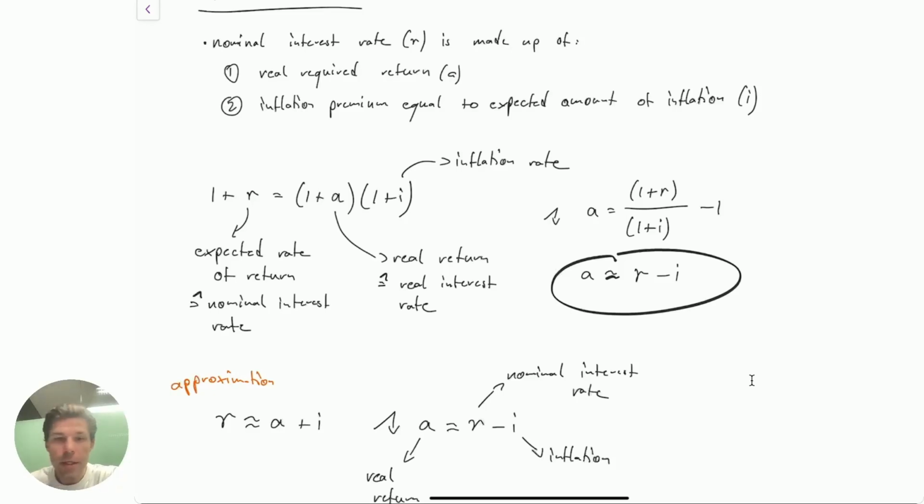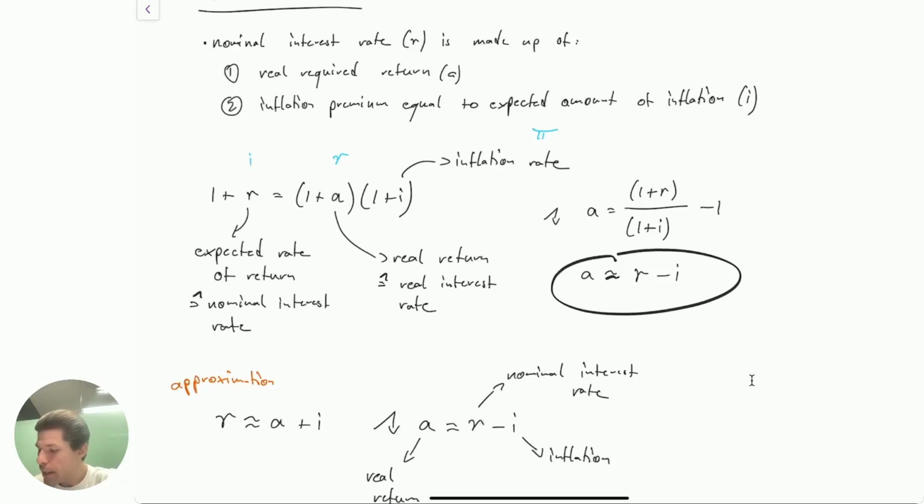Just a heads up, sometimes they are used differently. Sometimes for nominal interest rate, we actually use I. Many times for inflation, we use P, and many times for the real return, we use R. So just keep in mind what the terminology is. I use R, A, and I for my example.